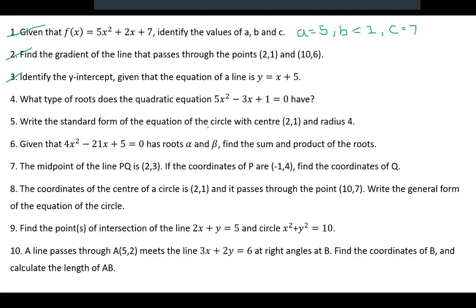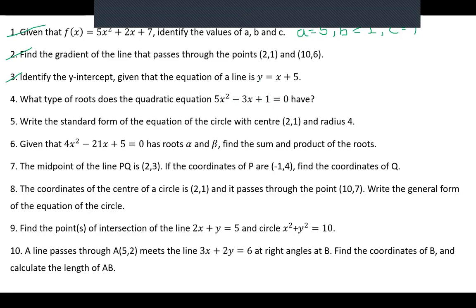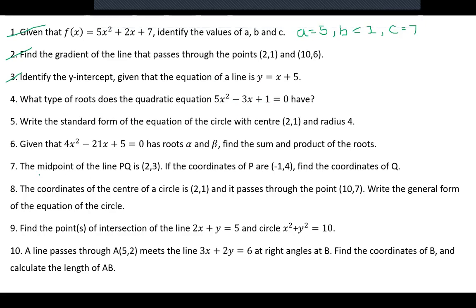So we did 1, 2, and 3 already, and now we're on to 4. What type of roots does the quadratic 5x squared minus 3x plus 1 equals 0 have? So this is the question you're doing now. First person to answer, you can message me on WhatsApp or on Zoom, it doesn't matter. Just be the first person to answer, and answer correctly.